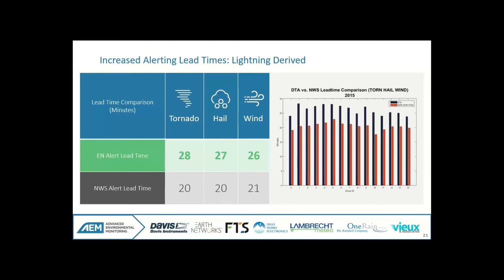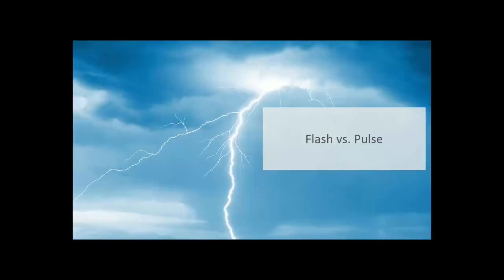You can see that you get an advanced lead time, 28 minutes versus 20 minutes in a tornado, 27 minutes lead time from Earth Networks in a hail event versus 20 minutes on average from the National Weather Service. And for a wind event like a downburst, microburst, derecho event, 26 minutes versus 21. So again, just an idea, this is a typical average that you do see an advanced lead time provided by our dangerous thunderstorm alerts. Still doing a little bit of lightning 101 when we talk about flashes versus pulses.